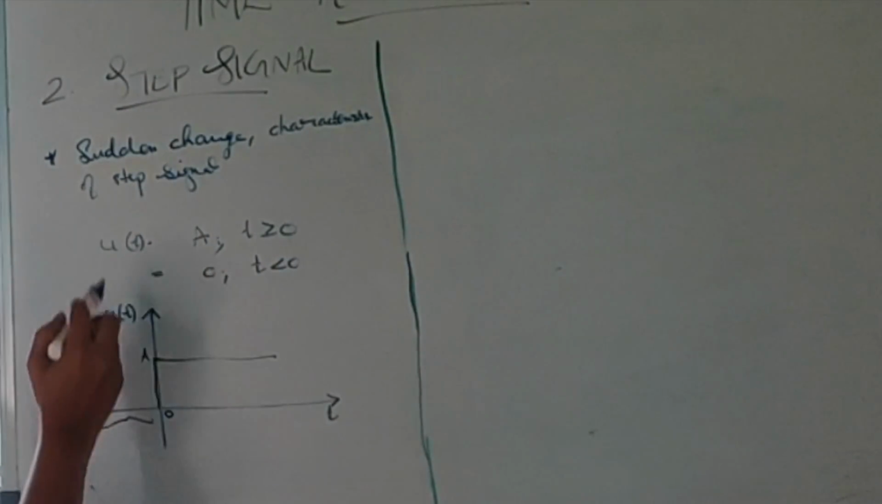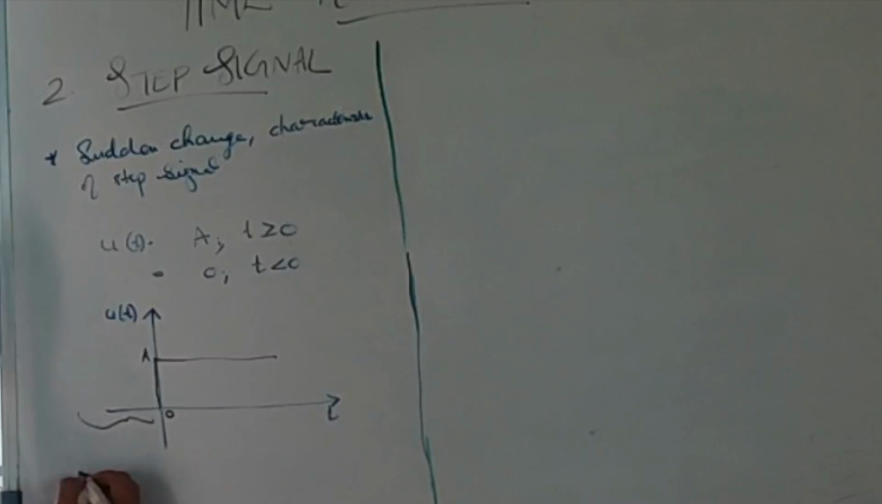If a is equal to 1, the step function is called a unit step signal.